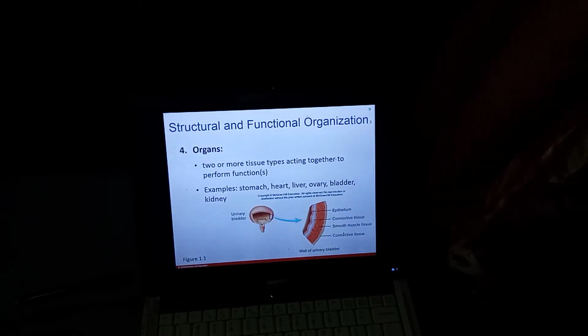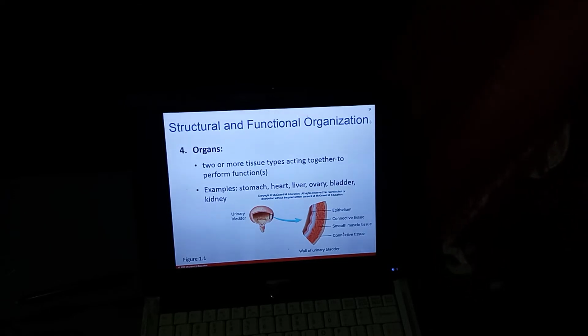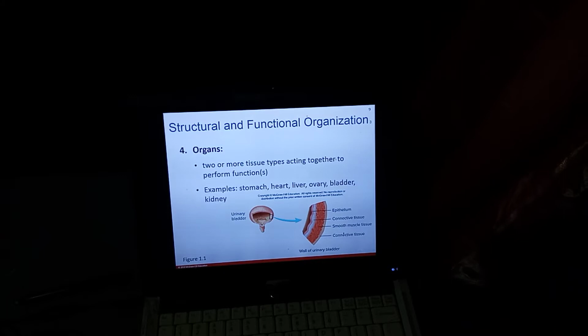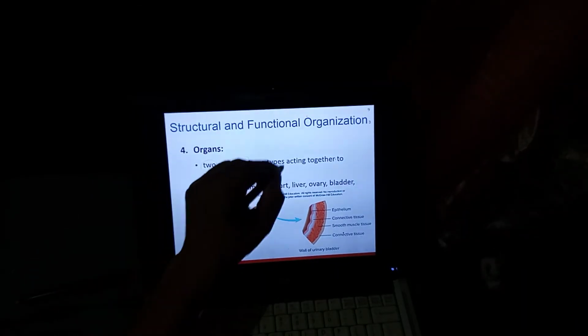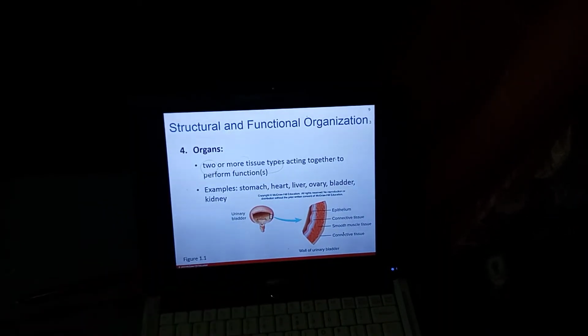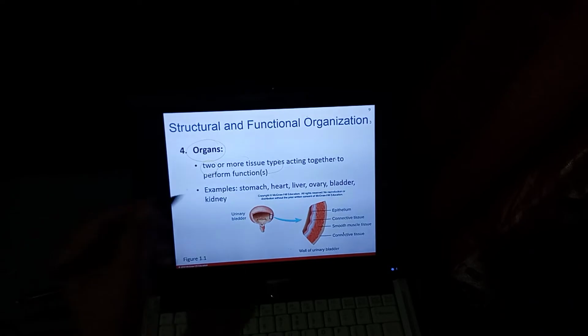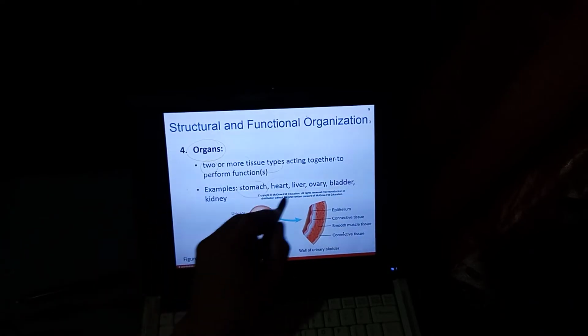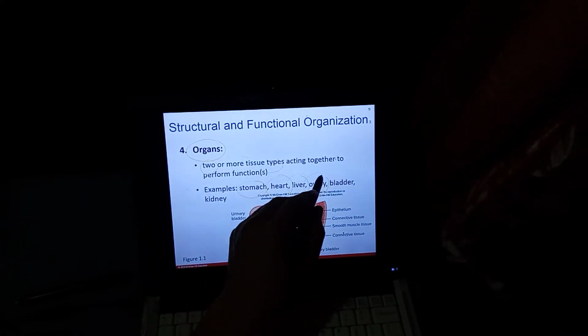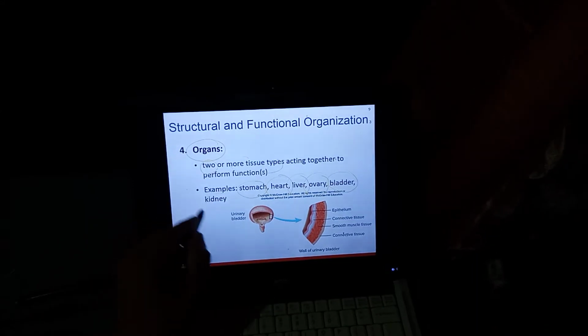It is composed of two or more tissue types that together perform one or more functions. So two or more tissues acting together, performing a particular function, form an organ. Examples of organs are your stomach, heart, liver, ovary, bladder, and kidney.